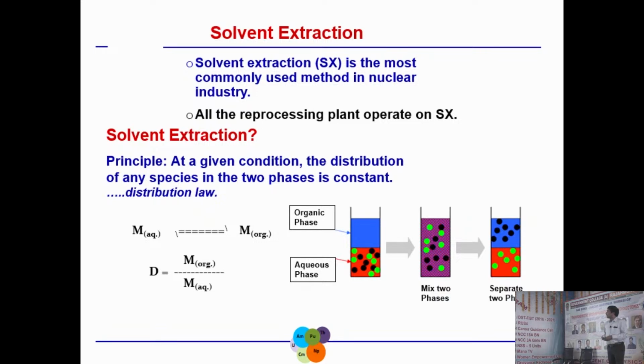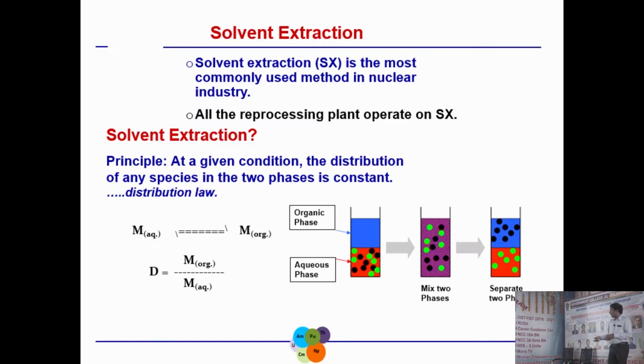Solvent extraction is the most commonly used method in the nuclear industry. All the reprocessing plants operate on solvent extraction. In nuclear plants, solvent extraction is the major tool for separating any element of interest. The principle is that, at given conditions, the distribution of any species between the two phases is constant. That is called the distribution law.